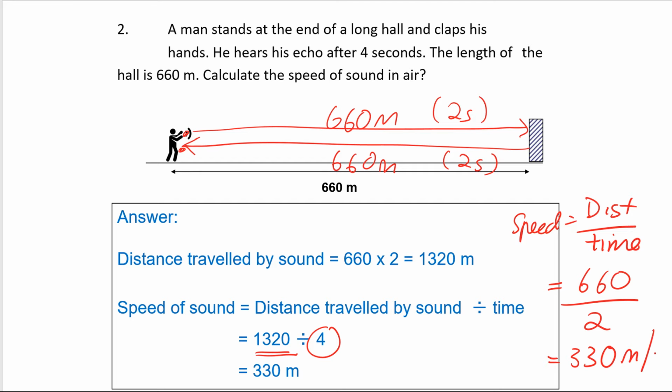Please remember your units, meters per second. Oops, there's a wrong unit here. It should be meters per second. You will get the same answer. All right, so both methods are fine. Let's go on to the next question.